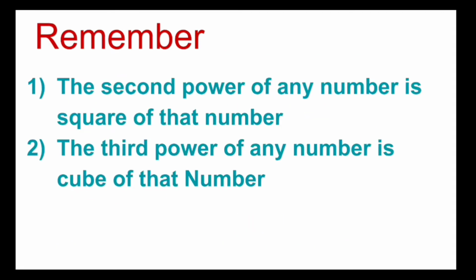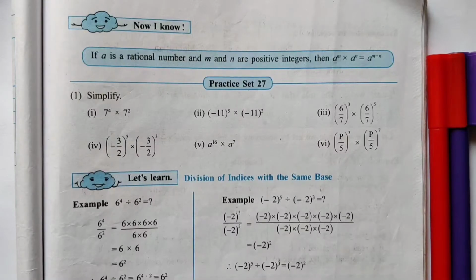So what do we have to remember? The second power of any number is the square of that number. And the third power of any number is the cube of that number. Square and cube, these two things you have to remember. So now let's start practice set 27.